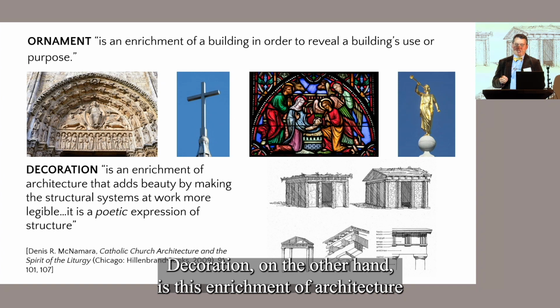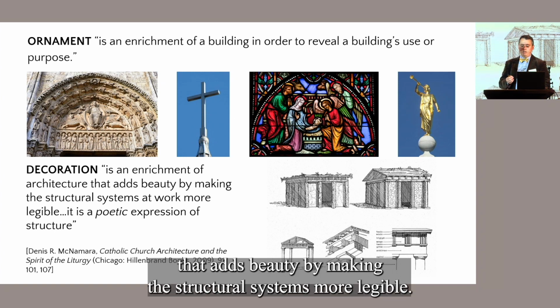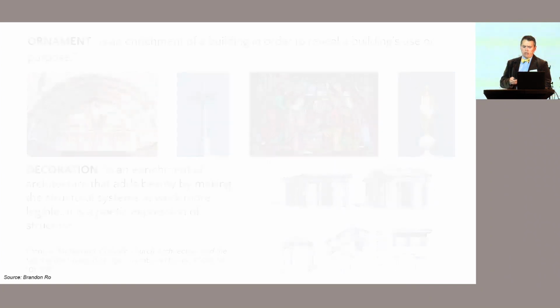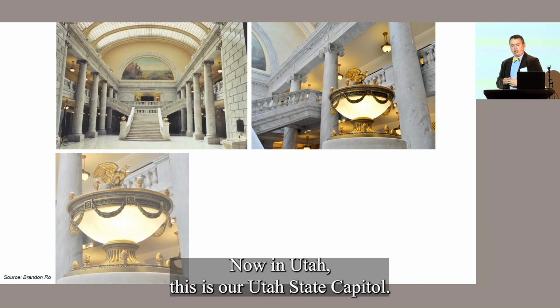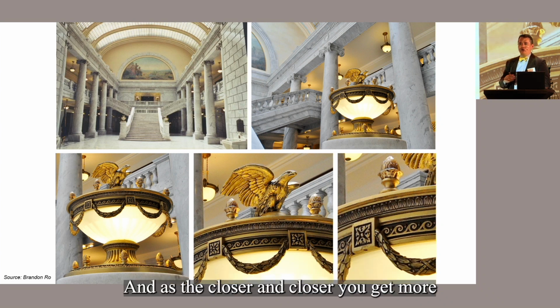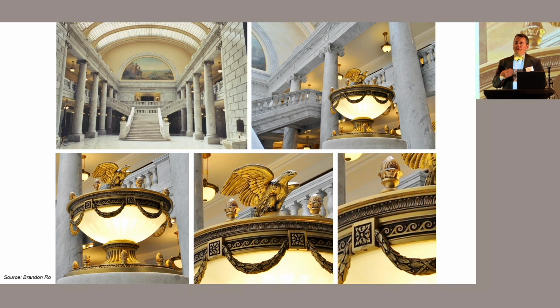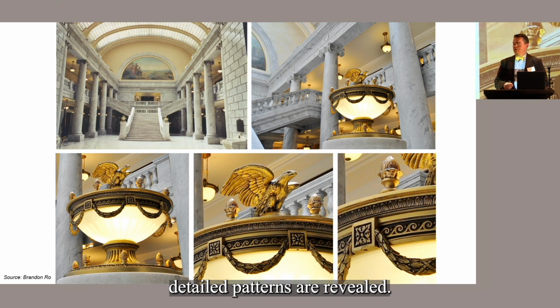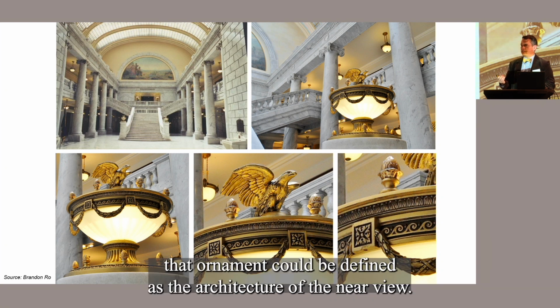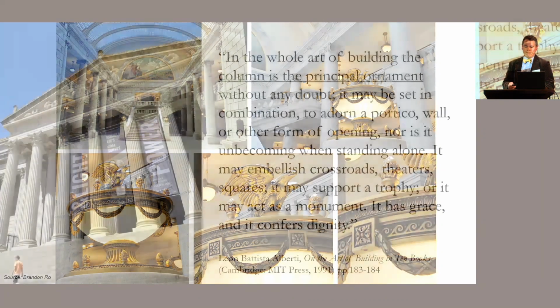Decoration, on the other hand, is this enrichment of architecture that adds beauty by making the structural systems more legible. It's a poetic expression of structure. Now, in Utah, this is our Utah State Capitol, and if you're looking at these images, as we start to zoom in on them, the closer and closer you get, more detailed patterns are revealed. So Stephen Sims, in his book, The Architecture of the Classical Interior, suggests that ornament could be defined as the architecture of the near view.